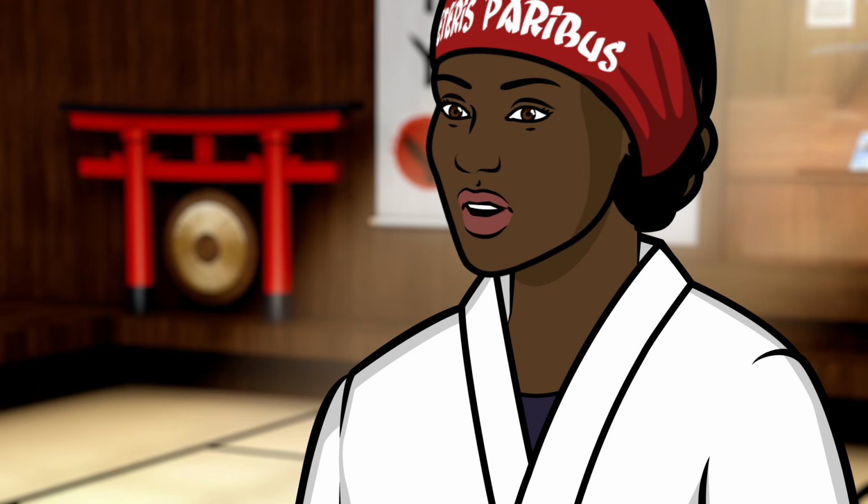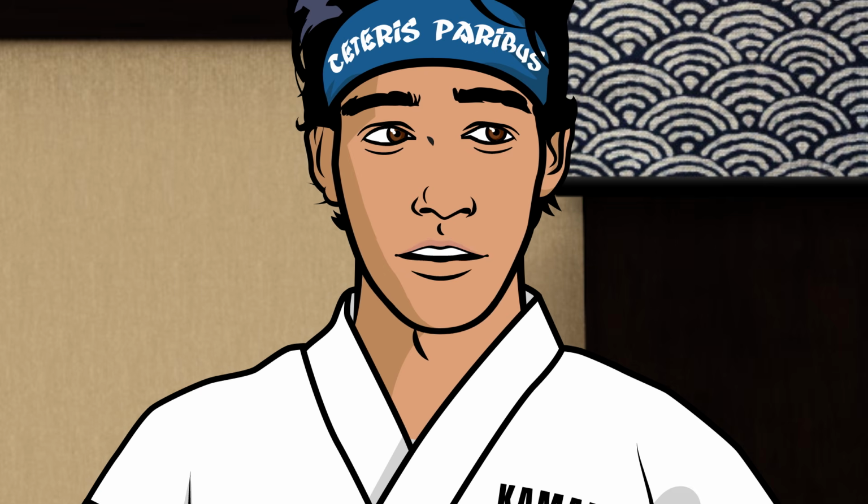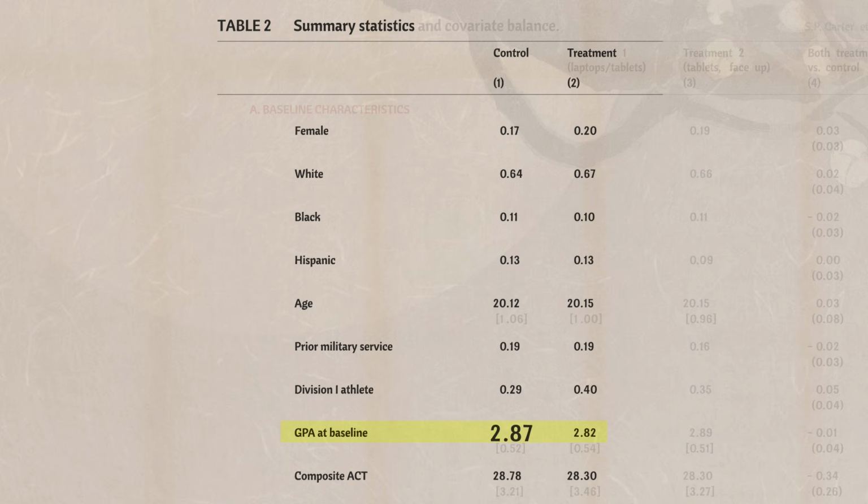Kamal, how does balance look for GPA? Controls have a GPA of 2.87, while treated have a GPA of 2.82. Pretty close. Happily, the two groups look similar all around.